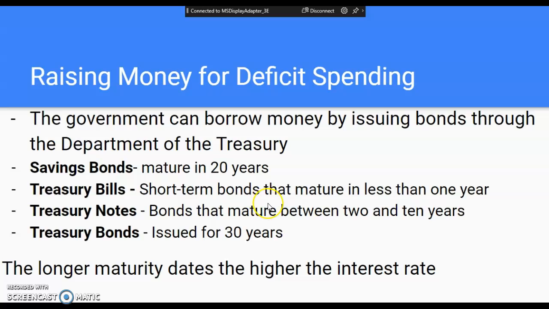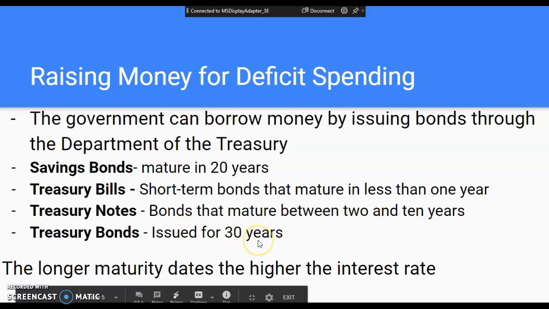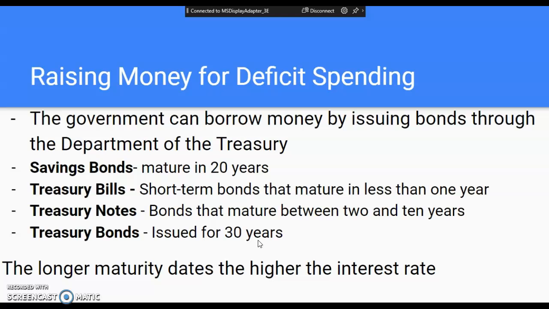Treasury bills are short-term bonds that mature in less than 1 year. Treasury notes are bonds that mature between 2 and 10 years, and Treasury bonds are issued for 30 years. Now, usually the longer the maturity dates are, the higher the interest rate.